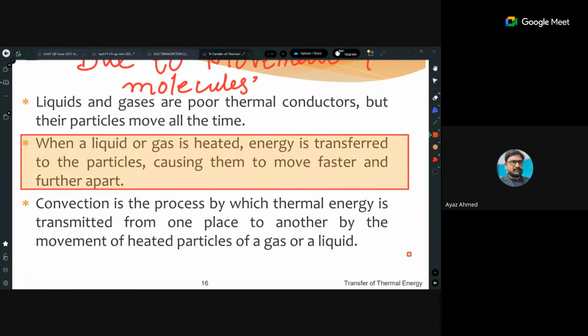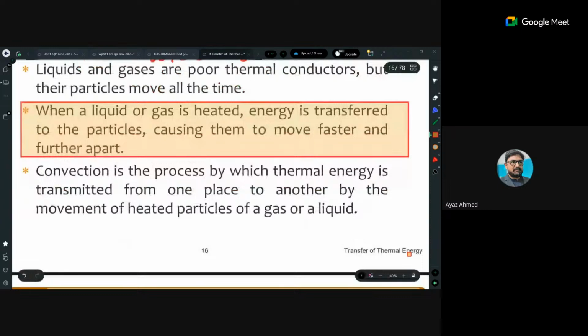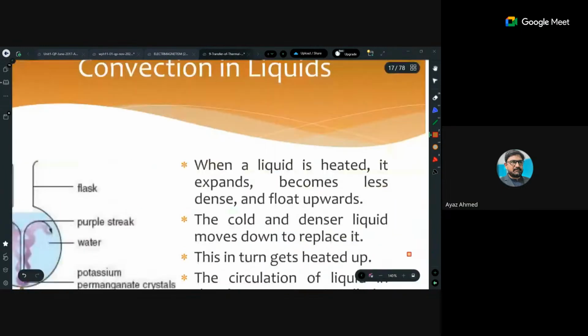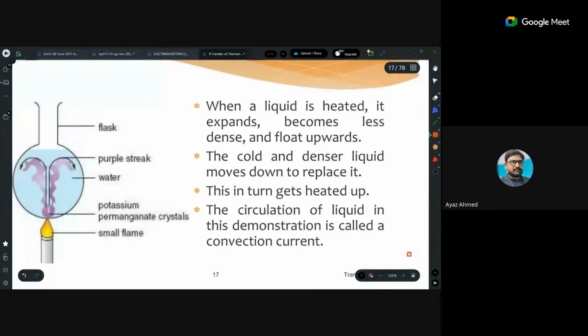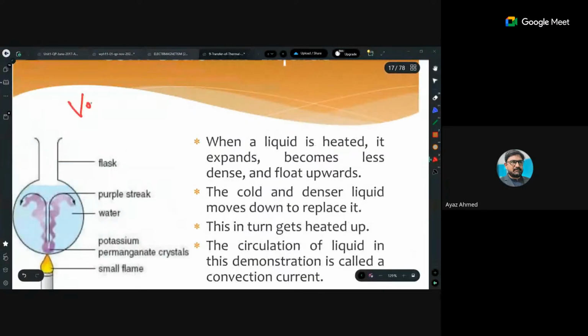And in this process, basically what happens, the third point is what I have written in the red line. So in this process, this is the mechanism. This is a very important slide for you people. In that slide, this is the mechanism of convection.